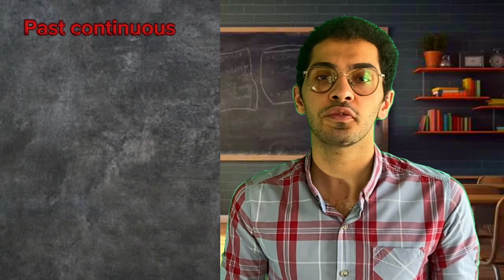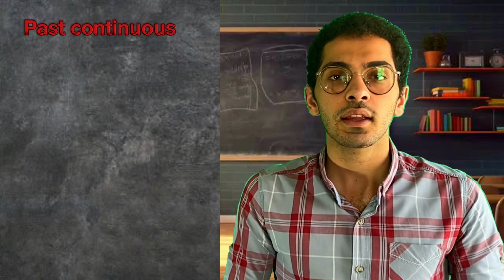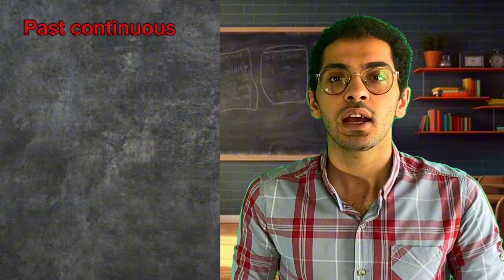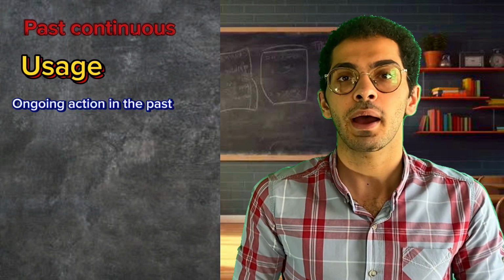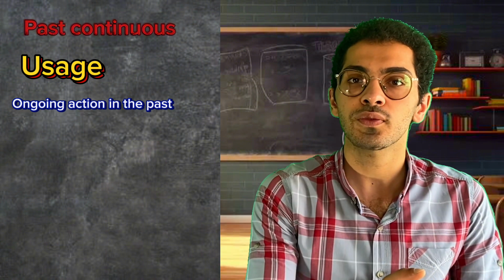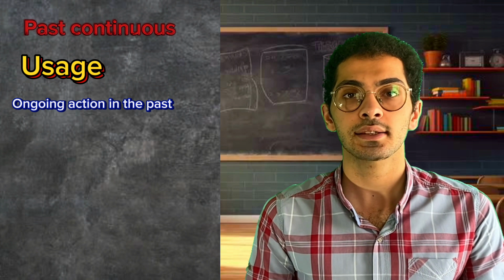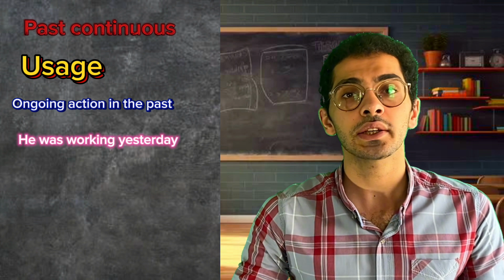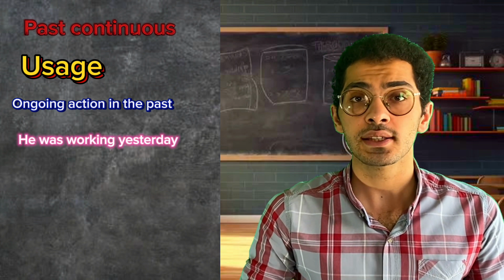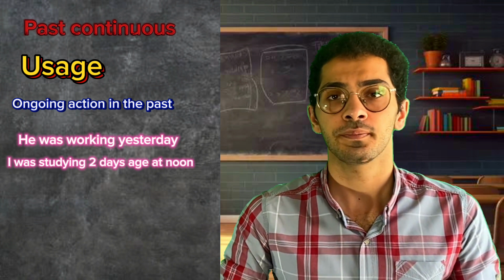Let's talk about the function of it. What does it mean when we use it? The first function, it is ongoing action in the past. Action that started in the past, continued for a while, and finished in the past. For instance, he was working yesterday. I was studying 2 days ago at noon.